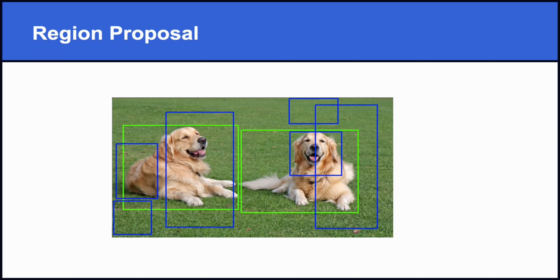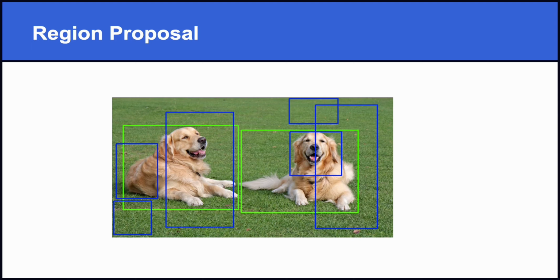The main thing we were concerned with was reducing the number of regions to process. This time, rather than sliding a window through the picture, they tried to group similar pixels in an image to form a region, and then this region would be fed to a classifier to identify the class that it presents.